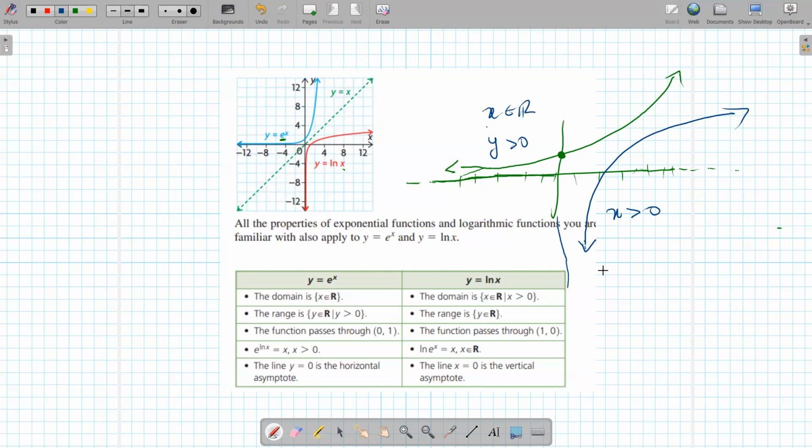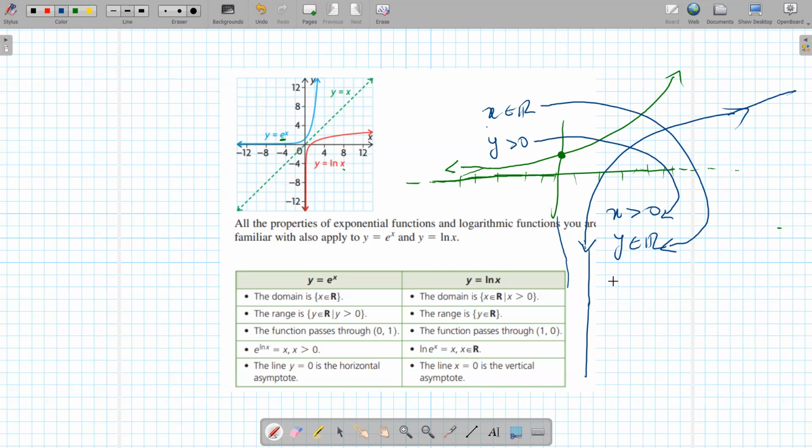What do you think the range is for a natural log function? What are the possible y values? Again, this is going to go infinitely in both directions. Y can be anything. So they flip-flop. You look at this: the x-domain from here becomes the y-range here. Y equals 0 here becomes x equals 0 here. And that's a property of inverse functions.